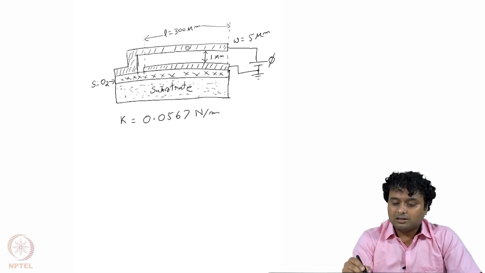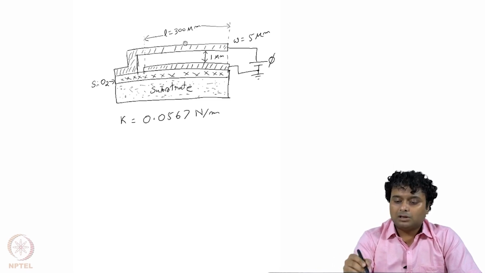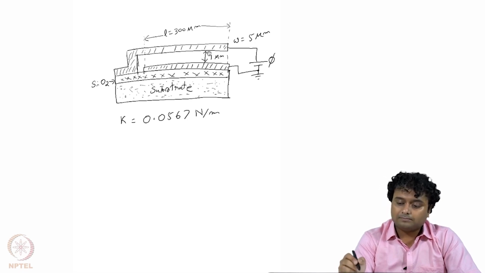So these two, top electrode and bottom electrode, are electrically disconnected from each other because this is on a substrate, this is on a SiO2 layer which is insulating. So these are not connected electrically. The electrical voltage phi is applied from a battery externally. Okay, and now let's consider that the overlapping area of these two electrodes, the length is about 300 micron and the width is about 5 micron. Okay, and the gap between plate A and plate B is 1 micron.